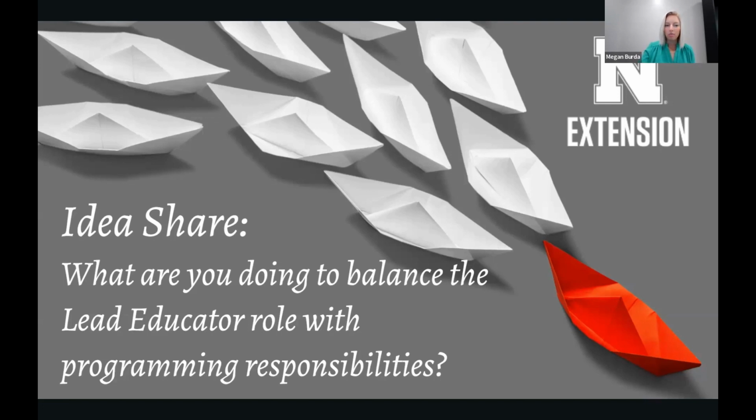So again, the prompt here is, what are you doing to balance lead educator role with programming responsibilities? I think it's always good to check back in on what balance looks like. What are things you're intentionally doing, either on your calendar or in your scheduling? I know things can pop up in the lead educator space, and sometimes we feel like we're doing more or being pulled in one direction more than others.